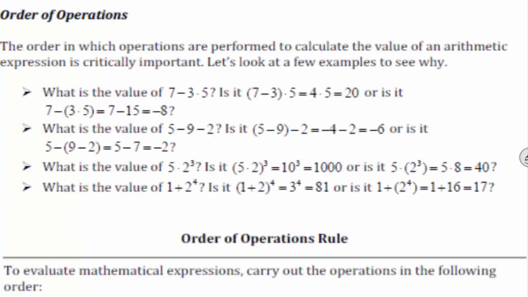Alright, we need to make sure we remember the order of operations. I want you to read over these and see if you can decide which one is correct for the calculation, and then we're going to go over those.